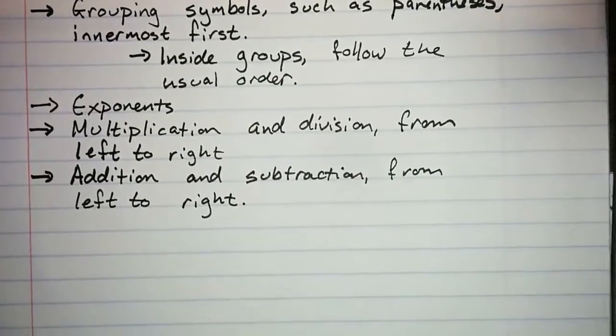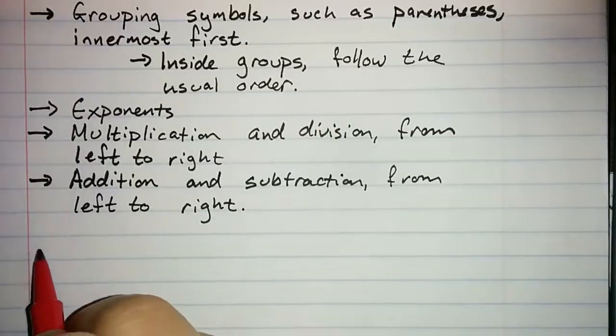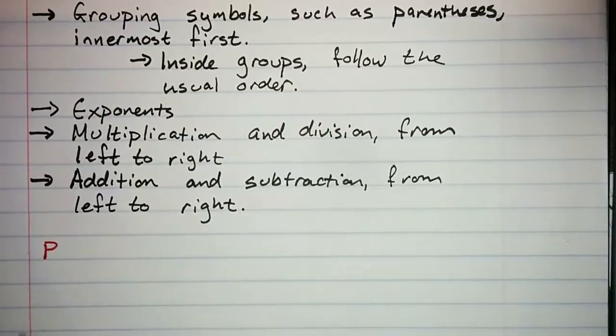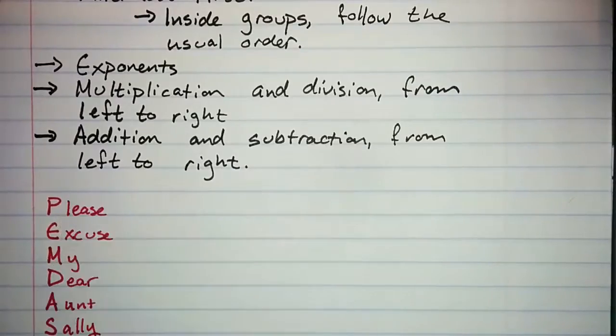Now, there is a popular acronym you may have encountered to help you remember the order of operations. And it goes like this. P for parentheses, E for exponents, M for multiplication, D for division, A for addition, and S for subtraction. And some people pronounce this, they say PEMDAS. Some people have a mnemonic that goes with this. Please excuse my dear Aunt Sally. I don't like this acronym. Here's why.